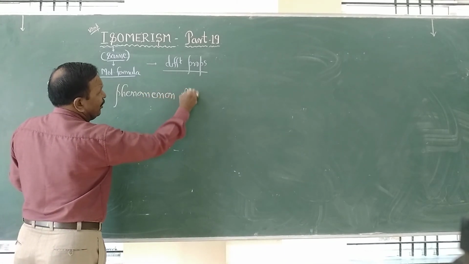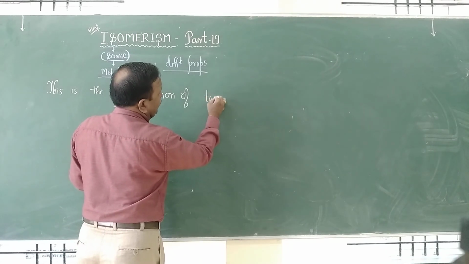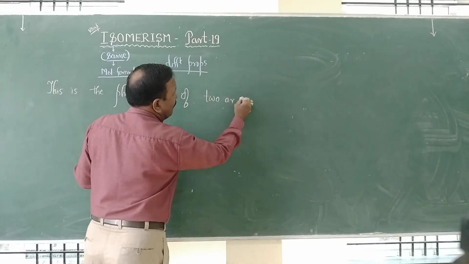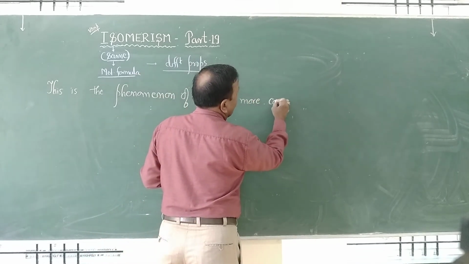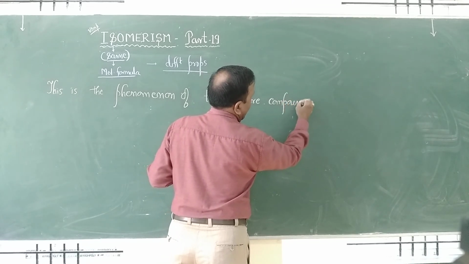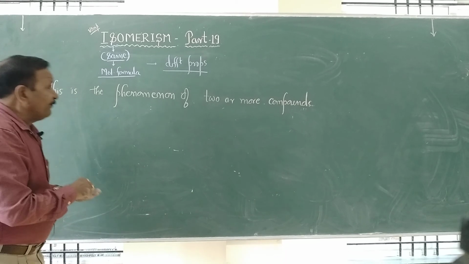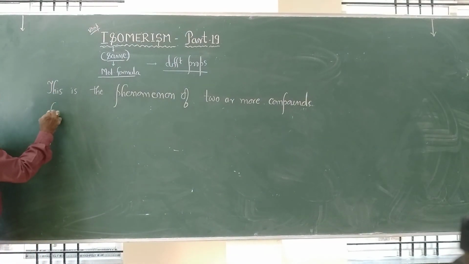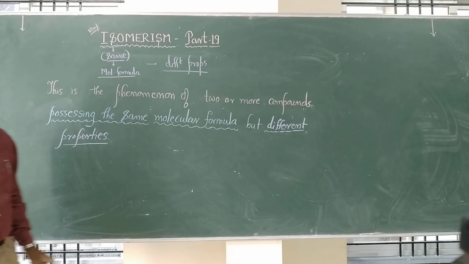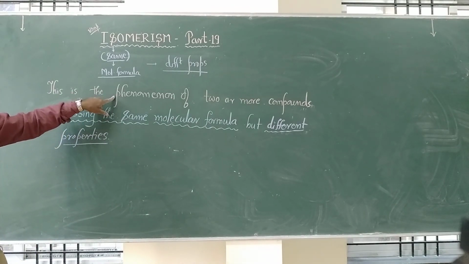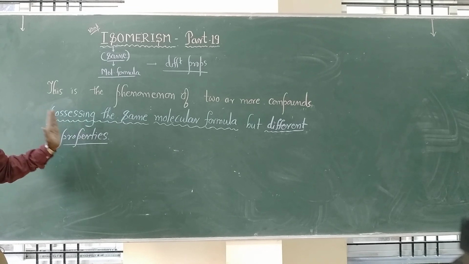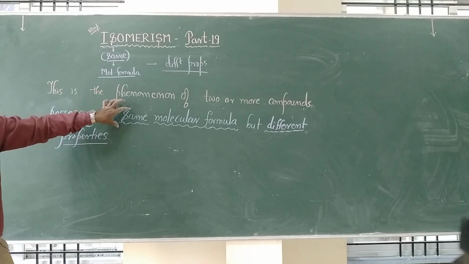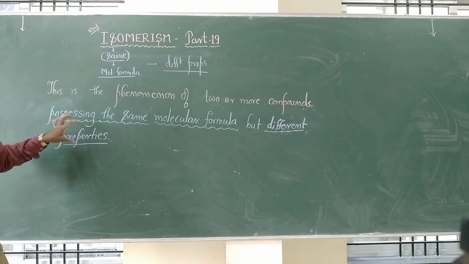This is a phenomenon of 2 or more compounds having the same formula, that is, 2 or more compounds possessing the same molecular formula but different physical and chemical properties. So when the molecular formula is the same, why are the properties different?